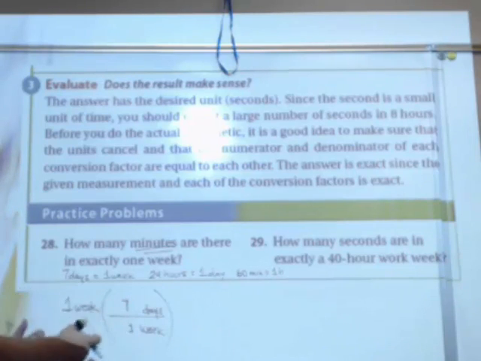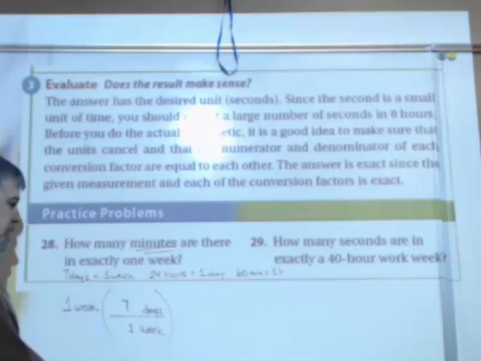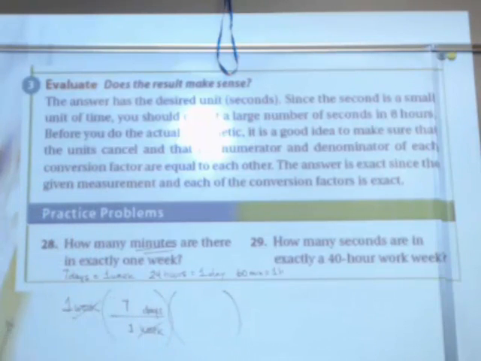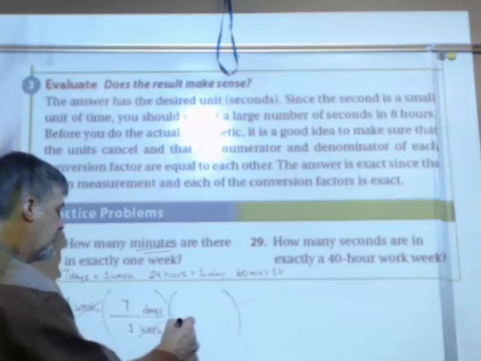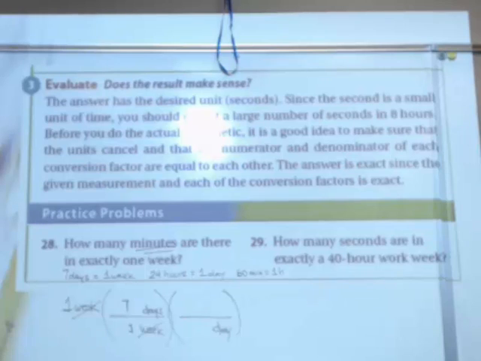If I stopped and calculated now, I would tell you how many days I worked. But that's not what they wanted, so I want to keep going. Now what? This is going to happen. Weeks are gone. Now I'm in days. From days, I'd like to go somewhere else. Days are going to go on the bottom, so we get rid of days. Where can we go to from days?